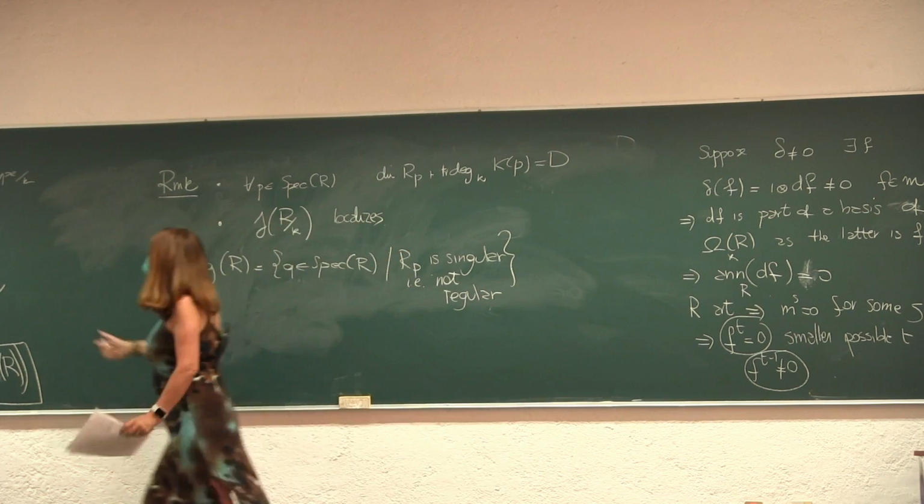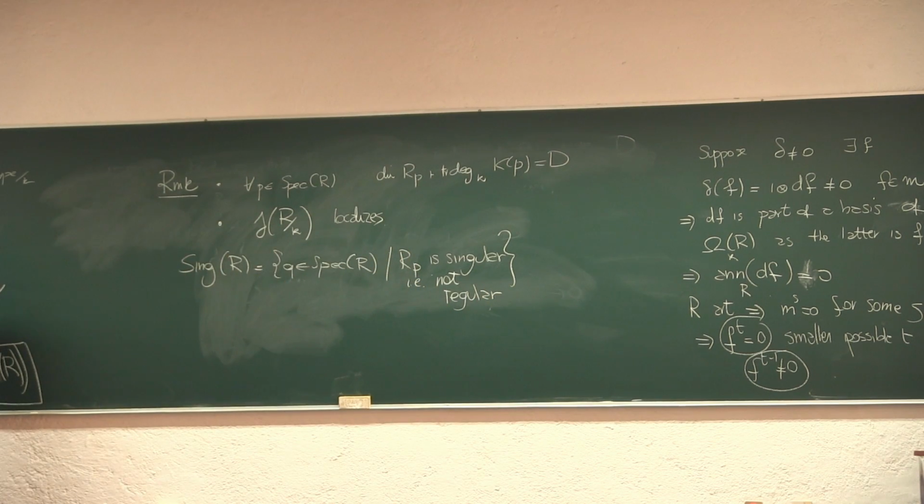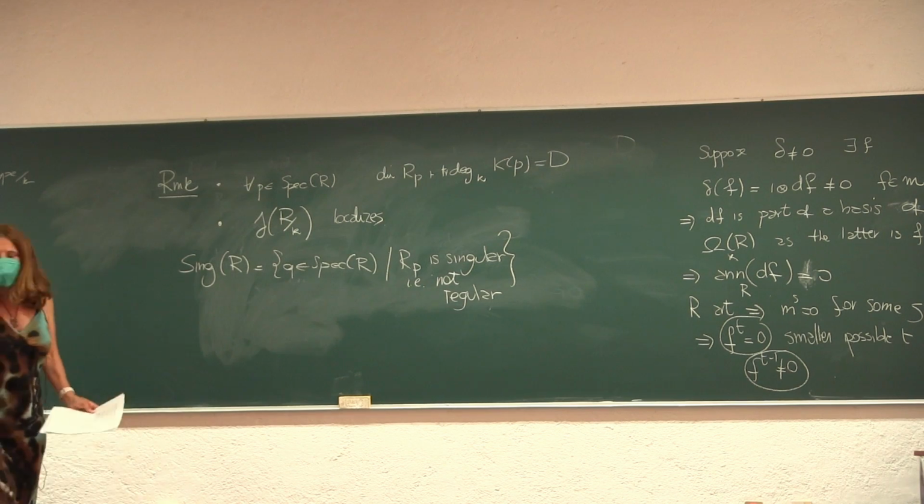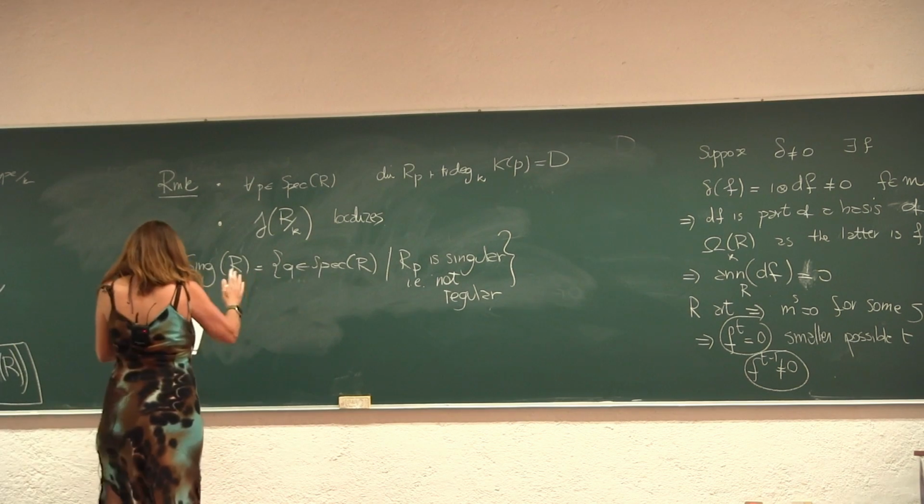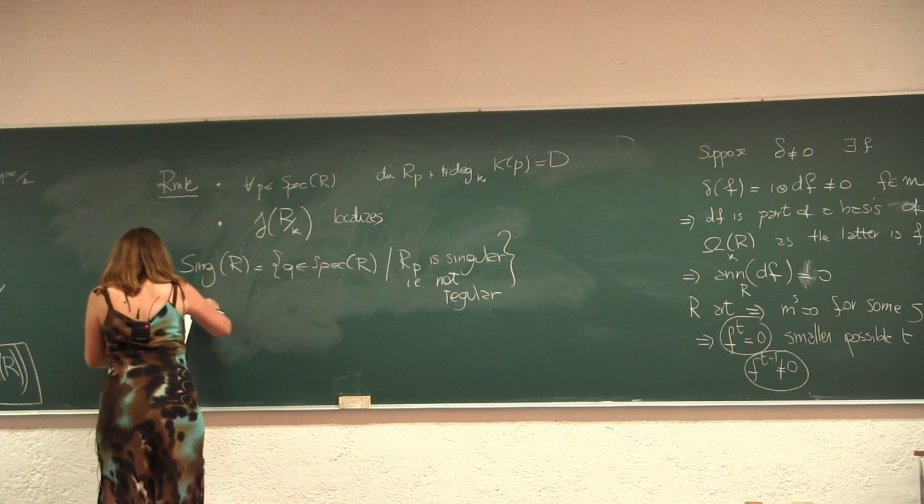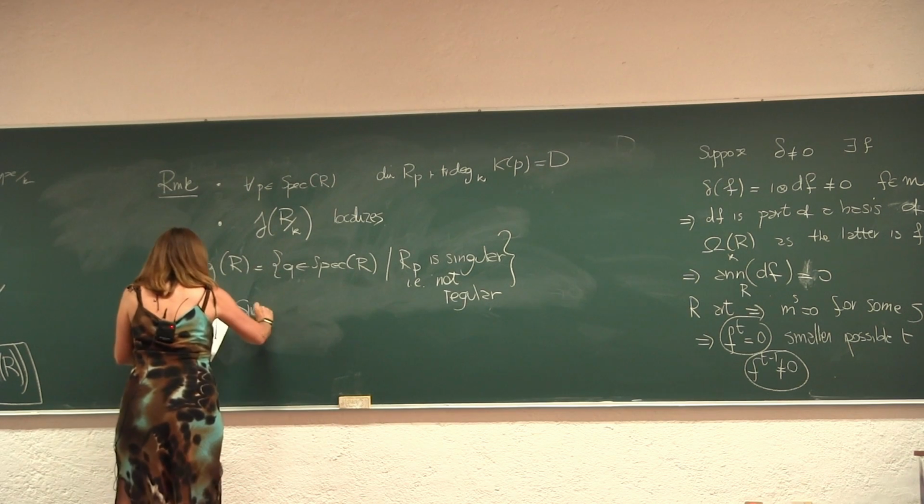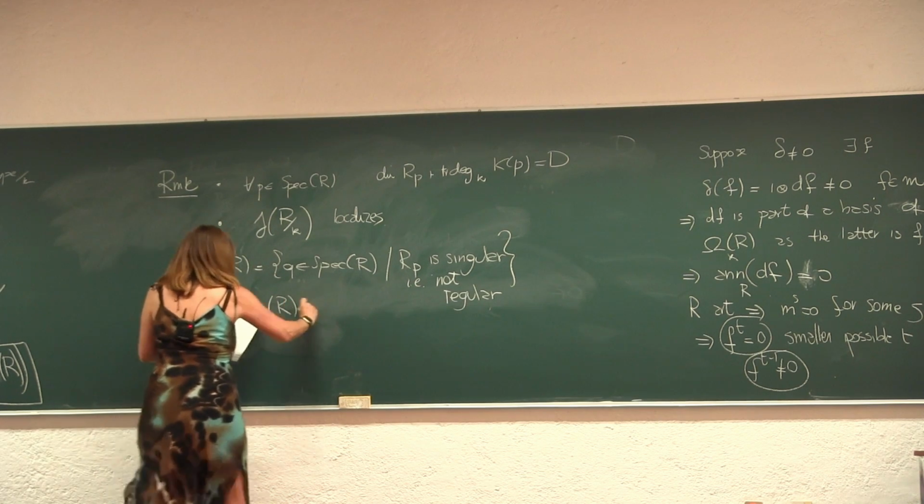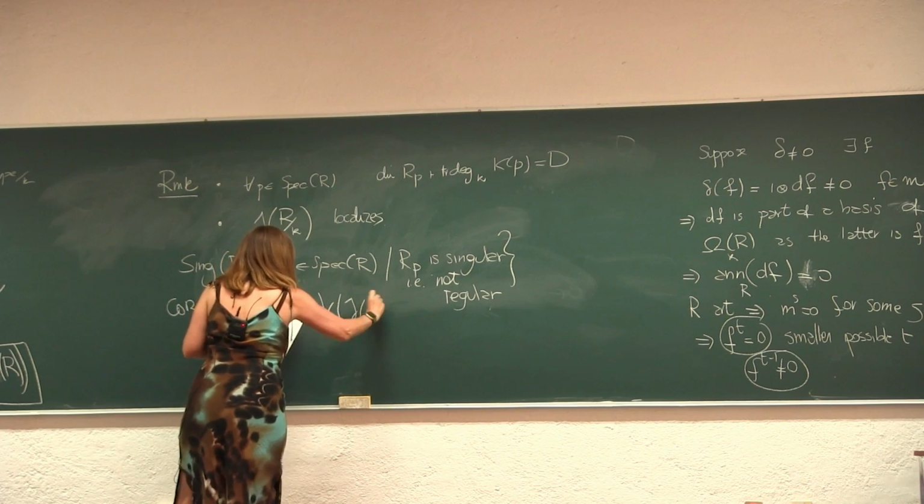And now it's clear that the regularity of R is determined by the modular differential. Like before, being ramified is determined by the modular differential. So now we know how to write the locus. The corollary is that the singular locus of R is exactly V of the Jacobian ideal.